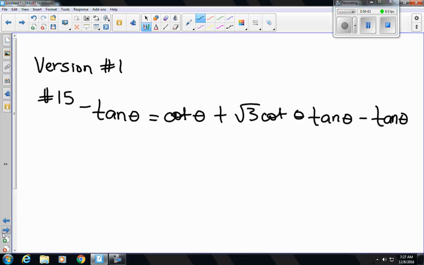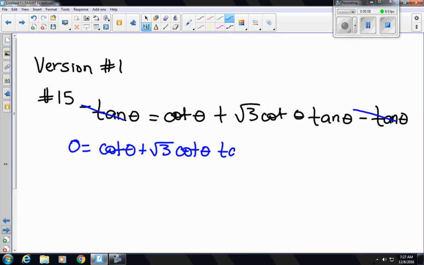What's my first step? The negative tangents cancel out. Are we all agreed on that? Why does that happen? Negative on one side, negative on the other side. If I added either direction, they would be gone. Okay, good. So now we're down to 0 equals cotangent of theta plus root 3 cotangent of theta tangent of theta. What do you notice?